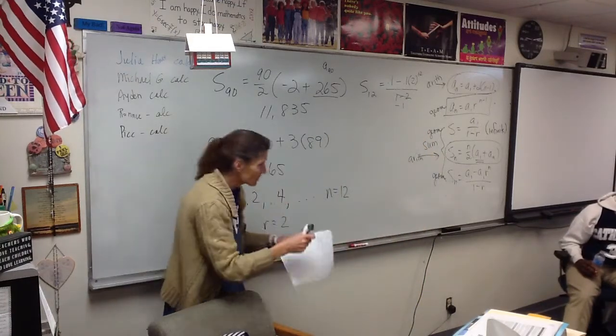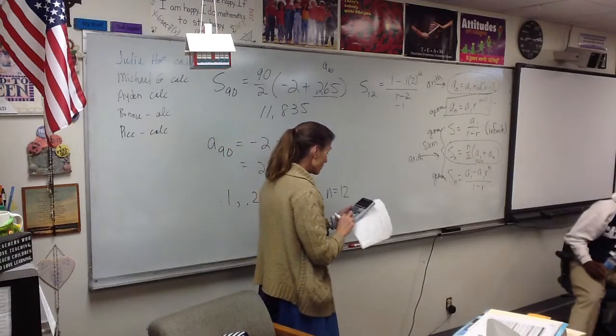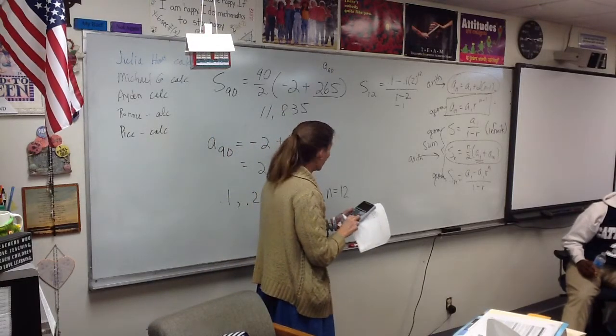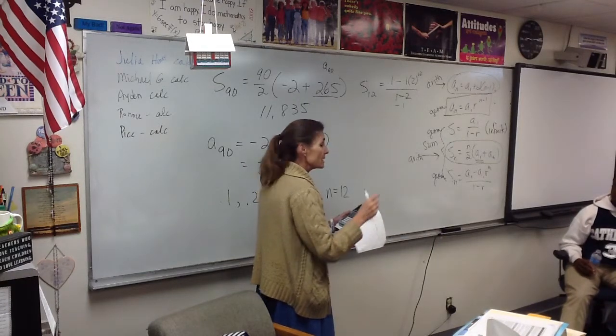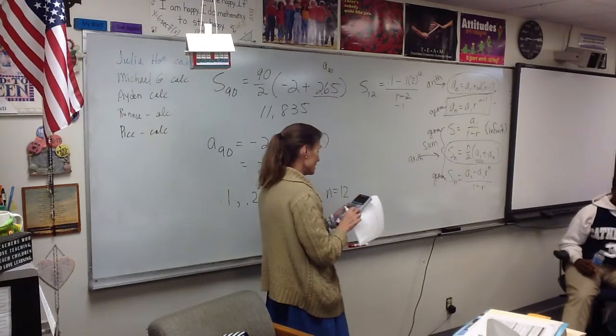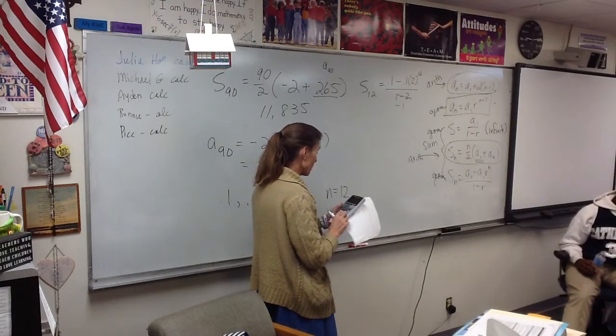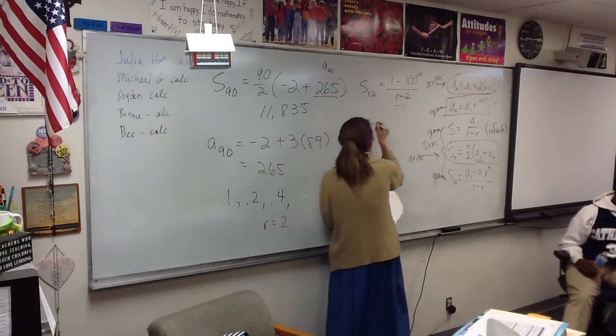So I'll take my calculator. 0.1 minus 0.1 times 2 to the 12, hit equals, and then divided by -1. I got 409.5.